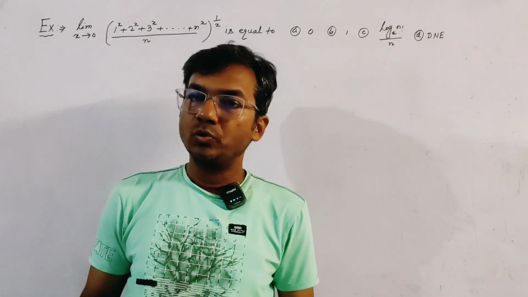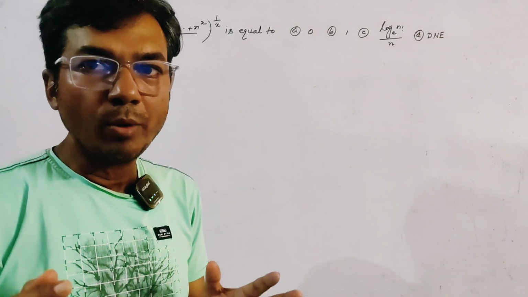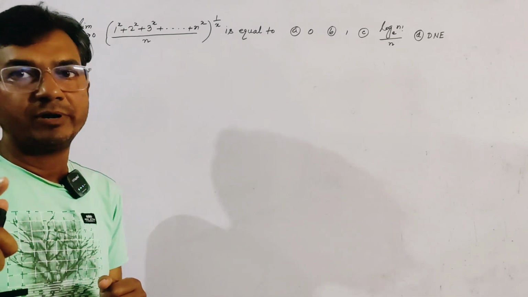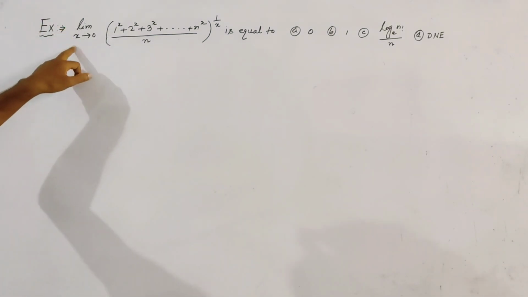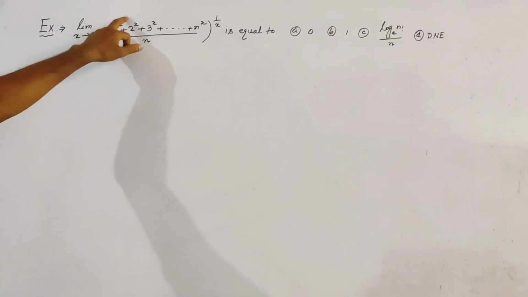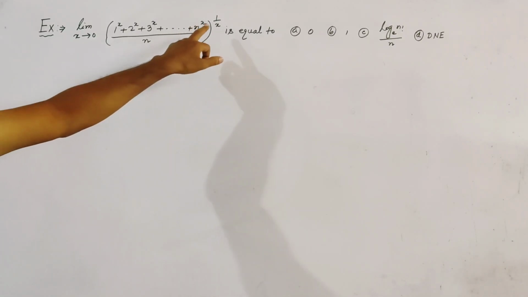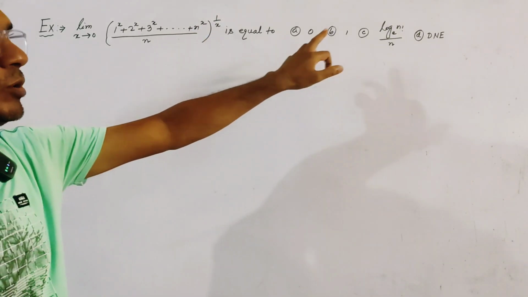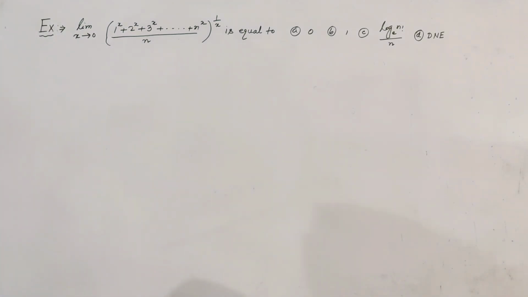In this class, we discuss an important limit of JEE Main and Advanced level. The limit is: limit x tends to 0 of ((1 to the power x plus 2 to the power x plus, and so on, plus n to the power x) by n) to the power 1 by x. Four options are given here, and we have to choose the correct option.